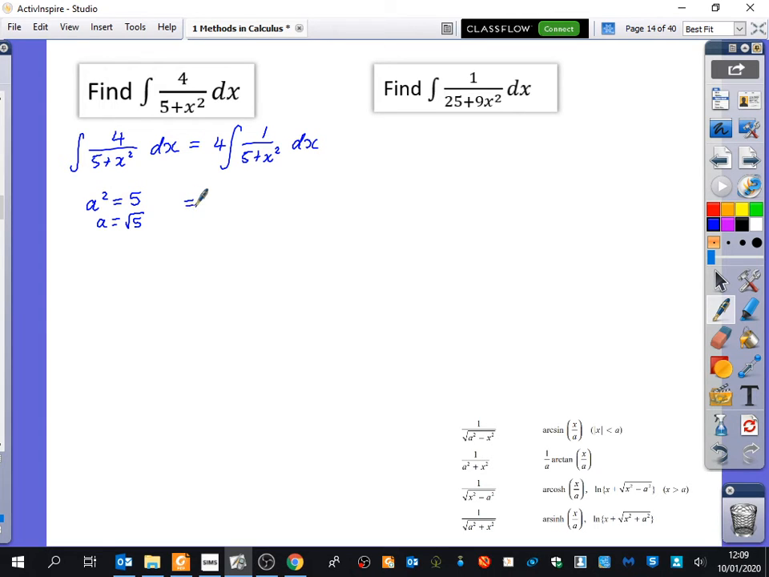So when we actually do the integration, we get 1 over a. So it's going to be 1 over root 5. Oh, it's going to be 4 actually, because we've got the 4 outside the front. So we get 4 over root 5 arctan x over root 5 plus c.